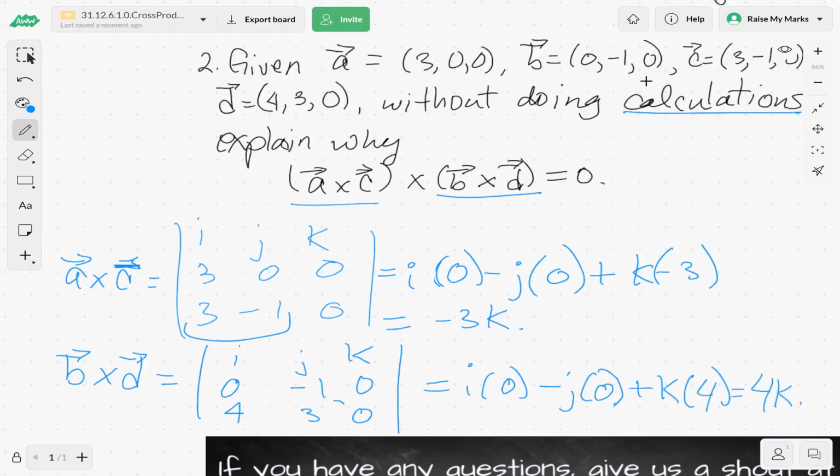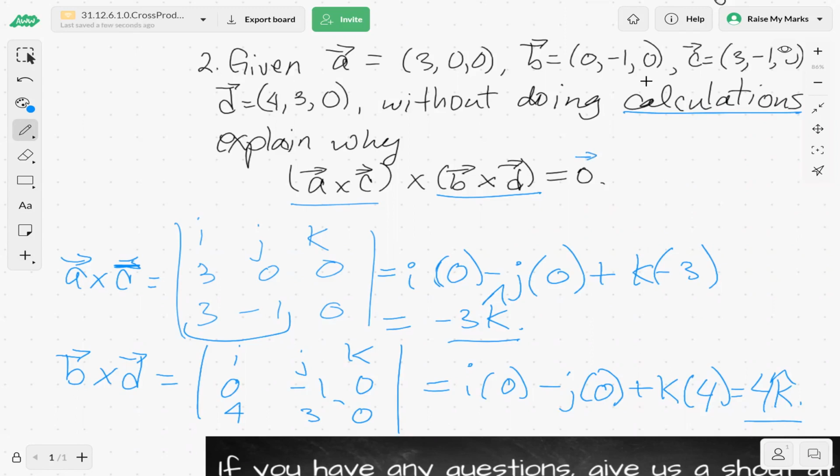Okay. So if we look at the cross product of A cross C and B cross D, we notice that we're crossing two vectors that are actually parallel because they're pointing in the same direction. So k is our unit vector in the direction of the z-axis. And so what do we know about the cross product of two vectors that are multiples? It actually equals a zero vector. So we should put a vector sign over there. All right.